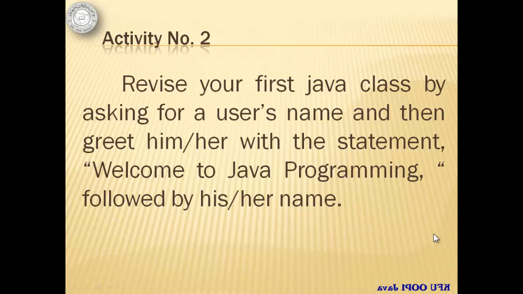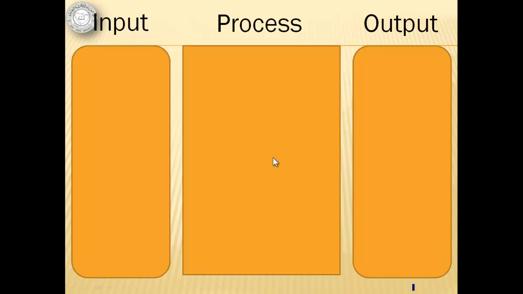We will try to improve our first Java class by doing activity number 2. We will revise our class by asking for a user's name and then greet him or her with the statement, "Welcome to Java Programming," followed by his or her name. This time, we have an input, and that is the name of the user. So we will use a variable name to enter the user's name. There's still no process to do in this activity, but our output will change to the statement "Welcome to Java Programming," followed by a comma, and it will end with the name of the user.